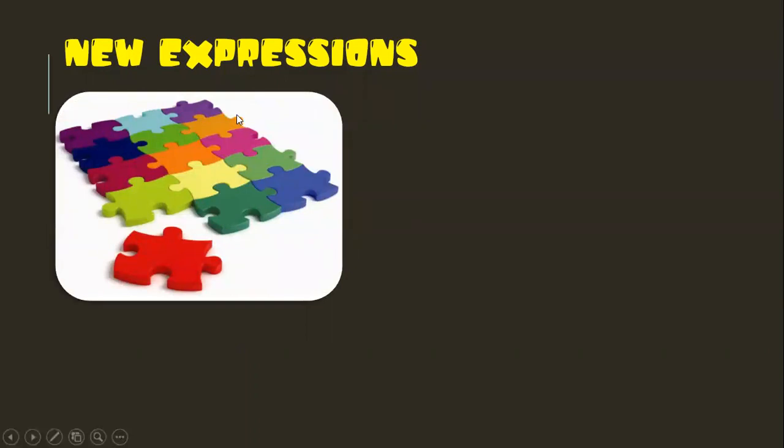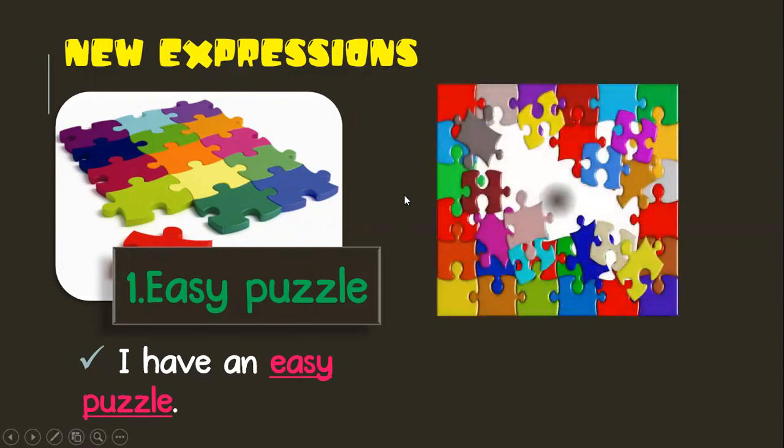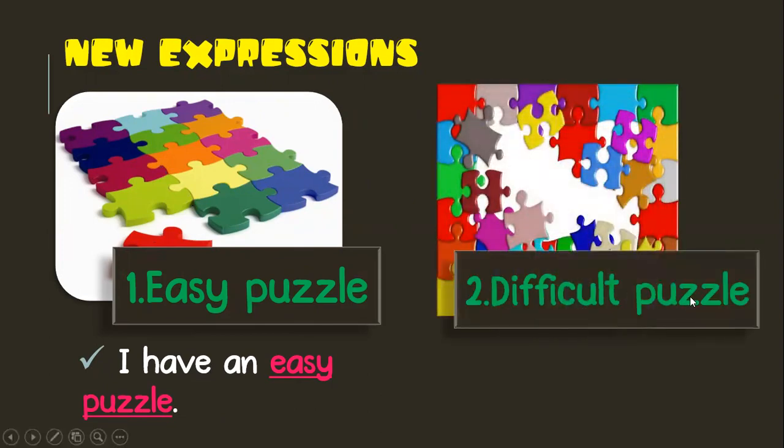So you can see here many pieces. This is a puzzle. I can say easy puzzle. In a sentence, this expression: I have an easy puzzle. It's easy. I can do it as fast as I can. Another expression that we have is difficult puzzle. As you can see here in the second puzzle, there are more pieces than in the first one. So here we have difficult puzzle, easy puzzle, difficult puzzle.